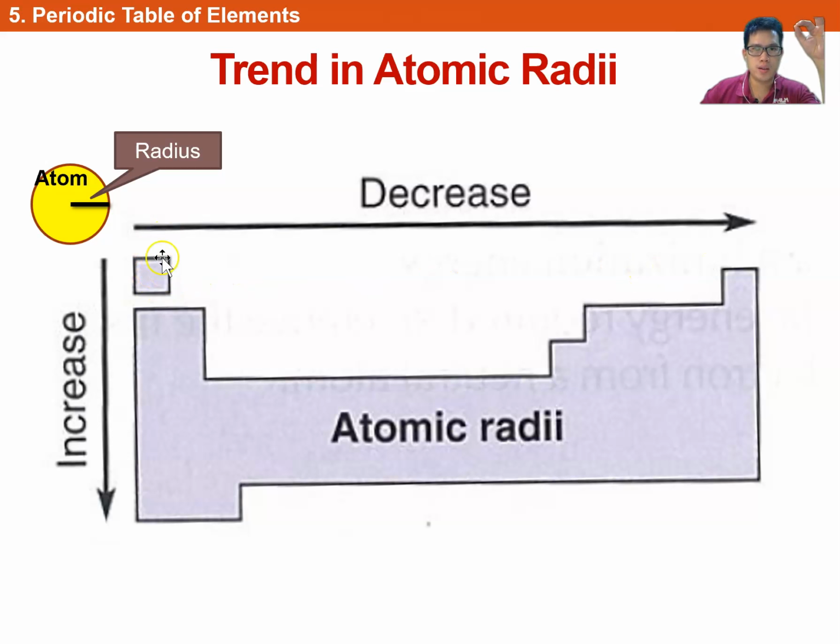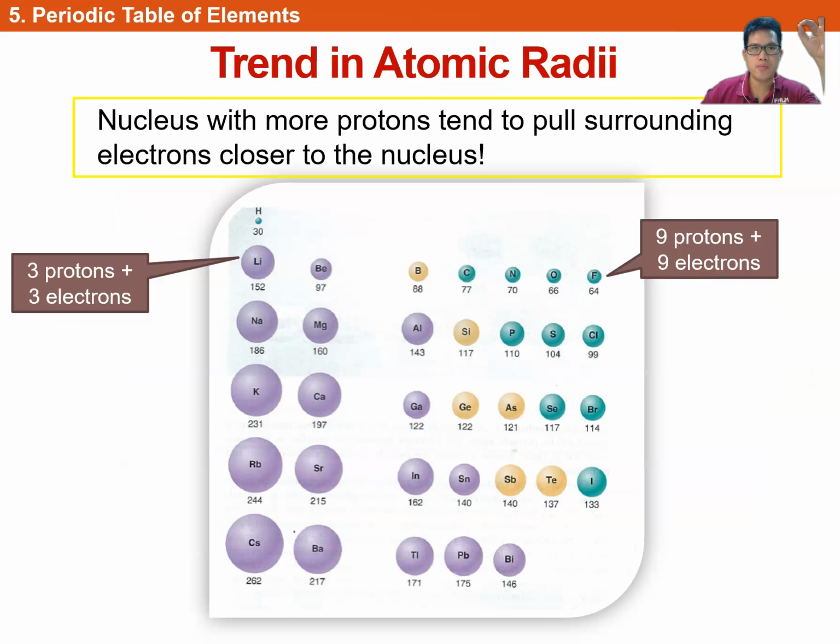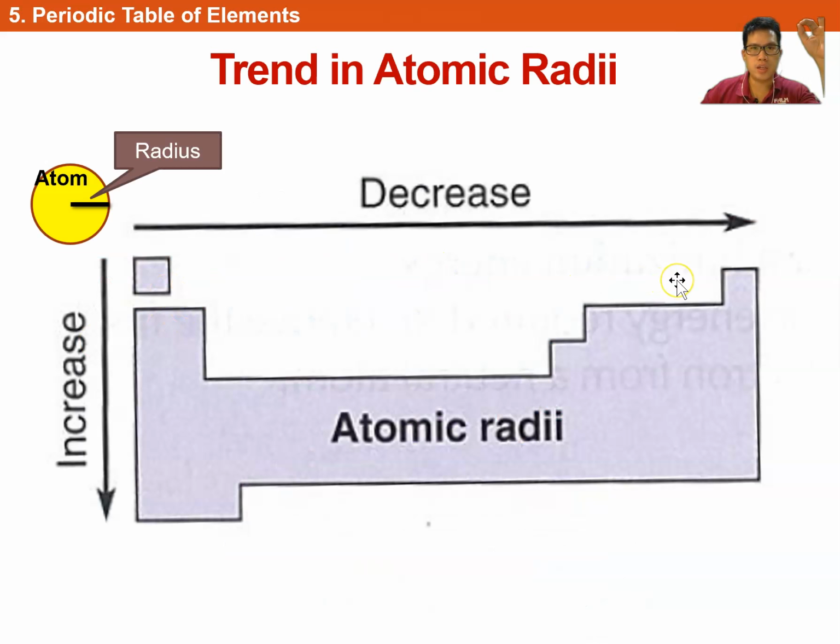But interestingly, why does it decrease across the period? If you go from group 1 to group 8, there's an increase in the number of protons, and also an increase in the number of electrons. So it is supposed to get bigger, right? But why does the radius get smaller? The reason is that they are in the same shell. Although there's an increase in the number of protons, they increase in the same shell.